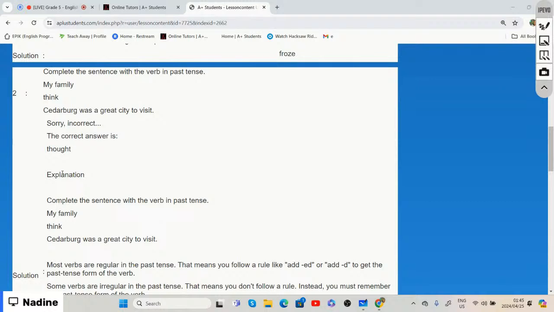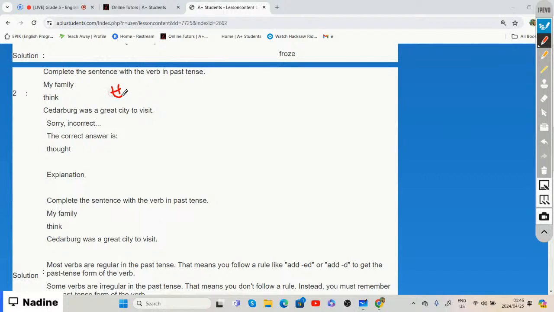So think. Yes. Remember, think is also an irregular past tense verb, right? So if we change think, it can be thought. We can say it's thought. So well done. Thought is correct. And that is an irregular past tense verb, right?